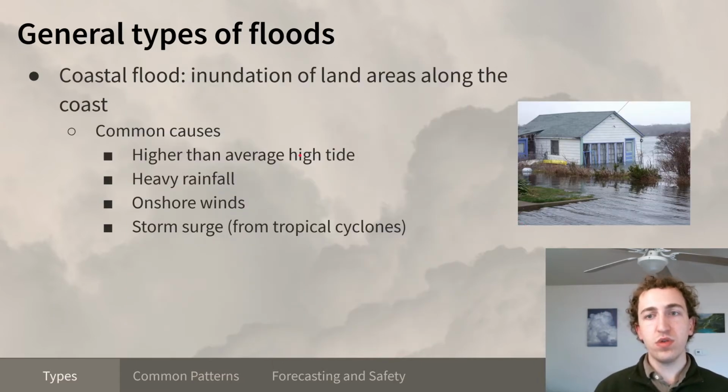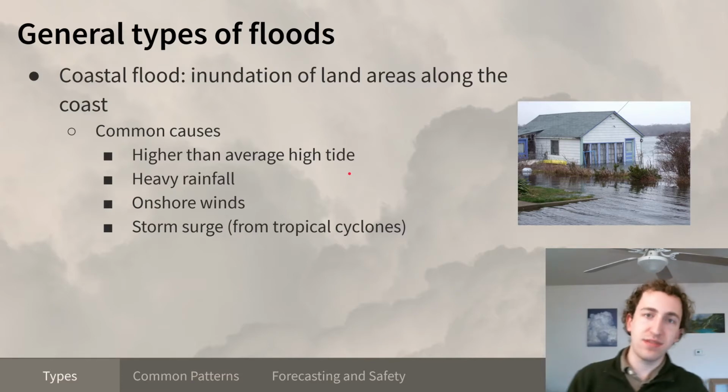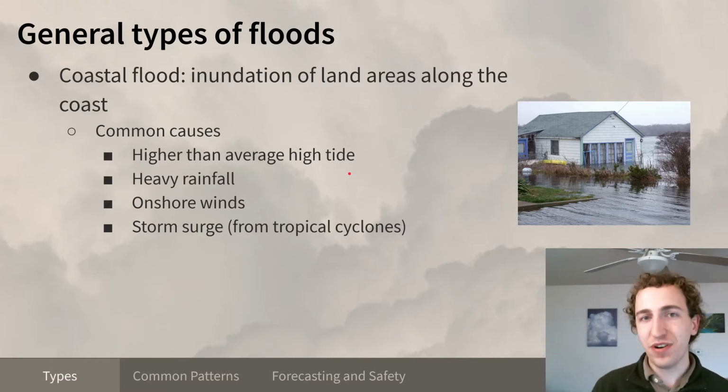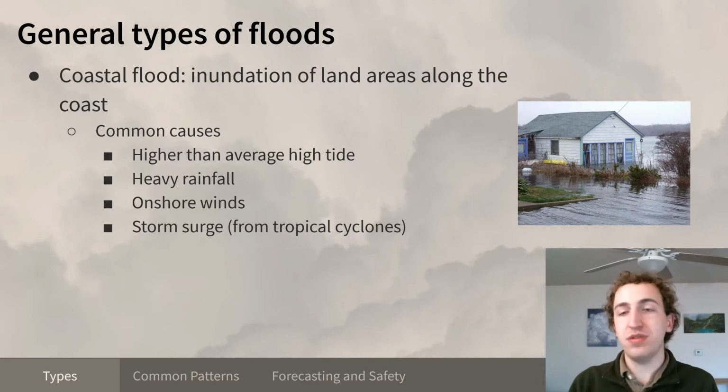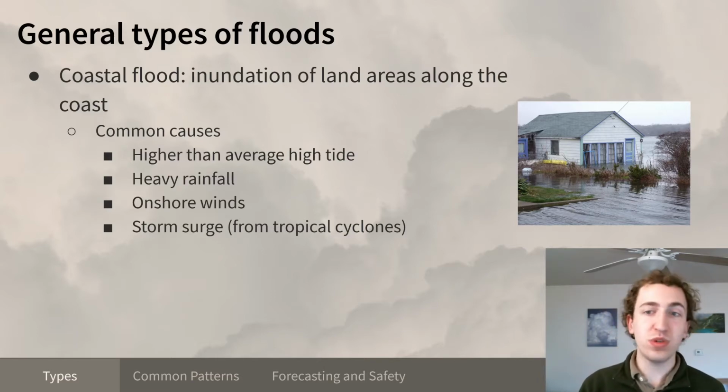So we go to coastal floods. We talk about where there are bodies of water, which means the water can exceed its normal bounds in that body. The coast, the ocean, is a big place where that happens. So coastal flooding refers to the inundation of land areas along the coast. Pretty simple definition of flood along the coast.